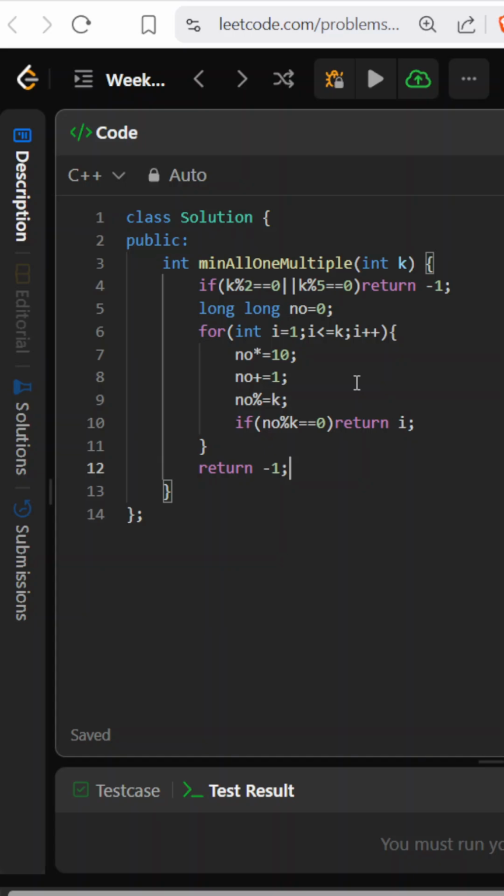So why does this work? Why up till k? Because after k, the remainders that came will start repeating themselves. So that is why it's the optimal idea to iterate up to k, try making those numbers, and take the minimum out of it. So yeah, this was all for this question.